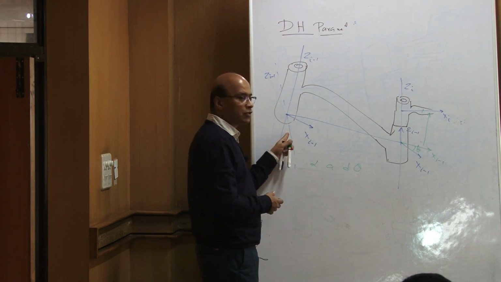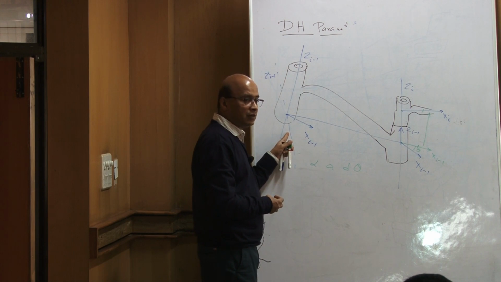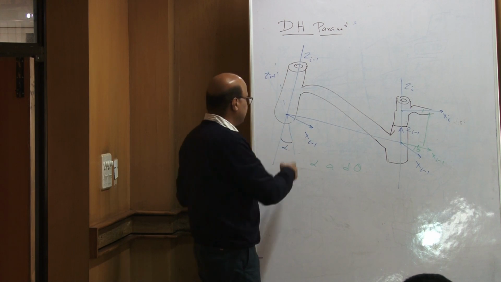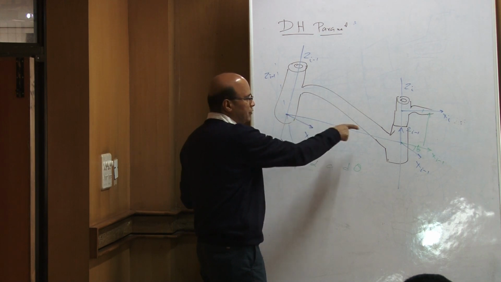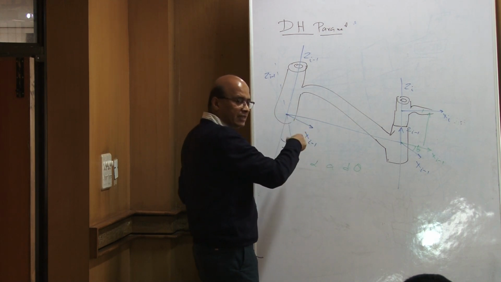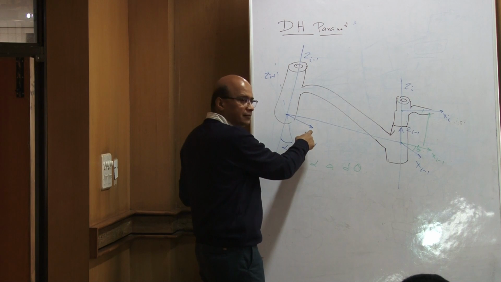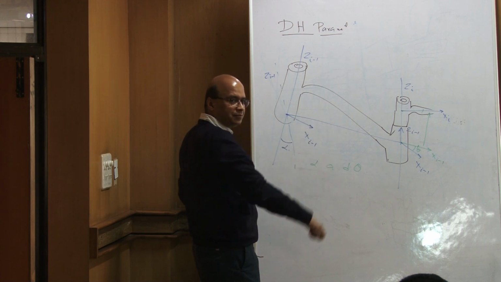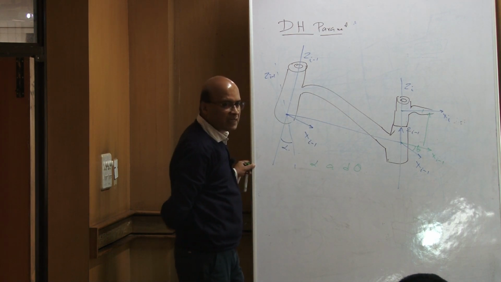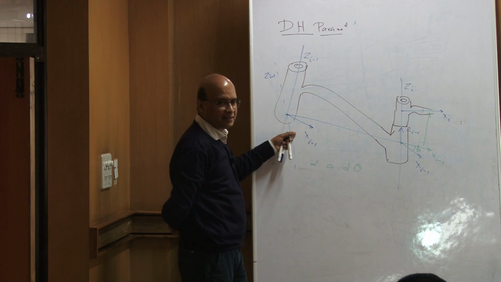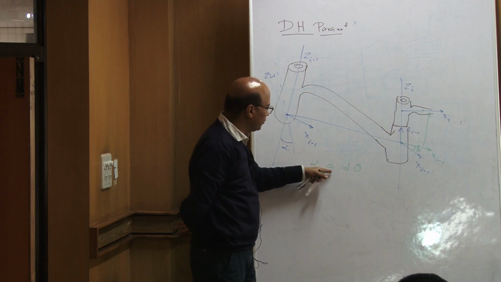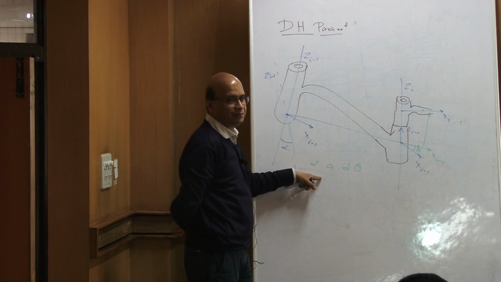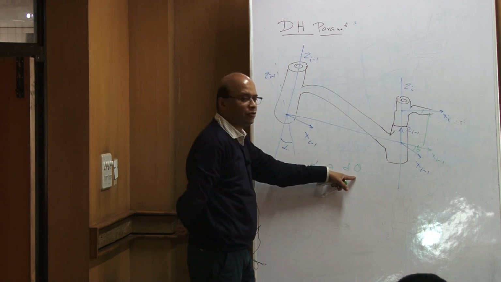Z is always the axis of rotation. In this, x is the shortest distance between the z's. They are not parallel, so you can take it in any direction. Right? Only when they are parallel can you make the shortest distance, not otherwise. This is a generalized case. This is a very general case. So at most, you need only 4. You may need less than 4. It's not that you'll need all the 4 all the time.